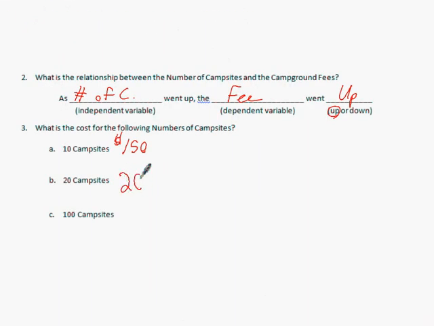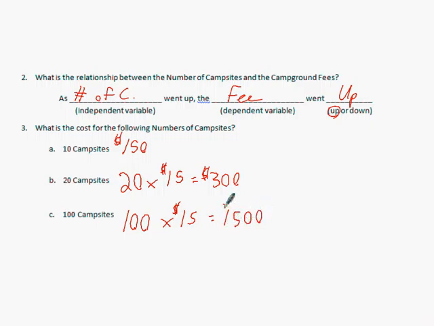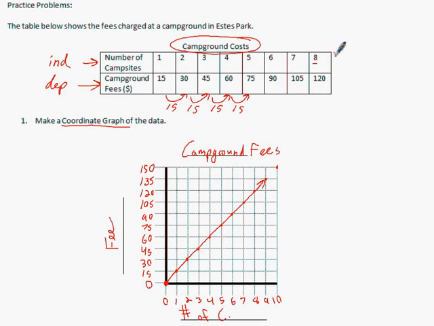20 times $15 equals $300. 100 times $15 equals $1,500. Multiplication got us there a lot quicker than if I wanted to make this table nice and big or the graph nice and big. Multiplication gets us there quicker if you can.